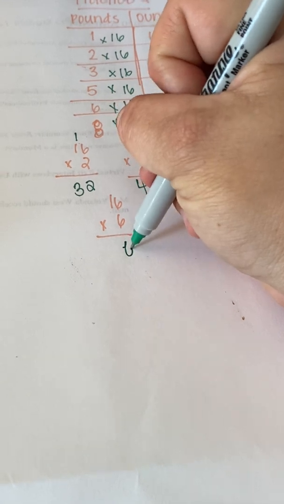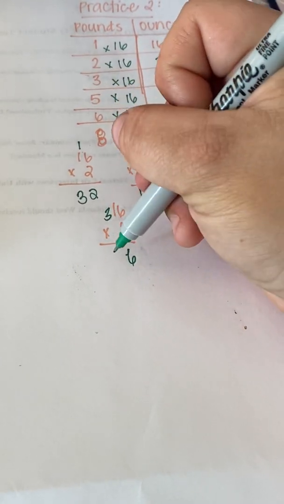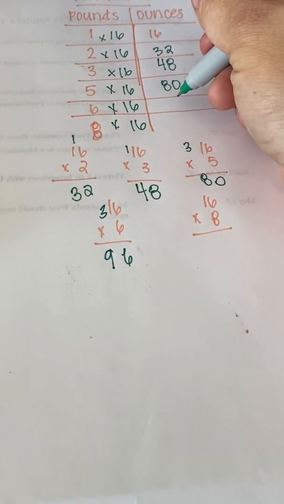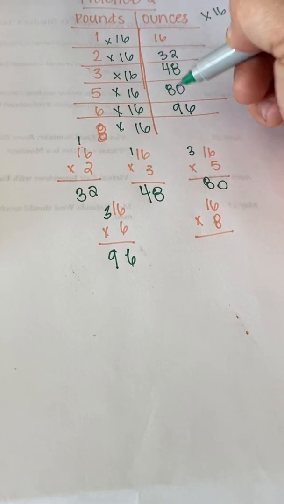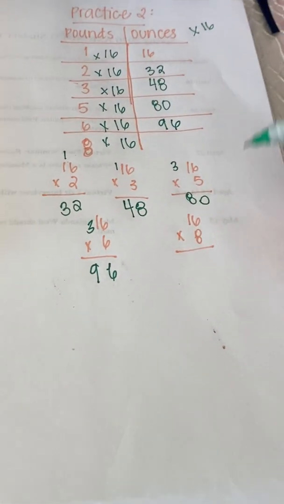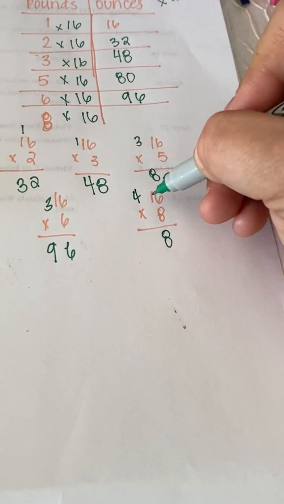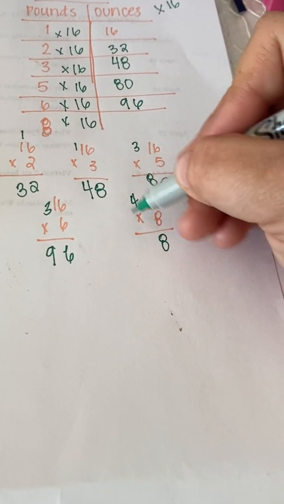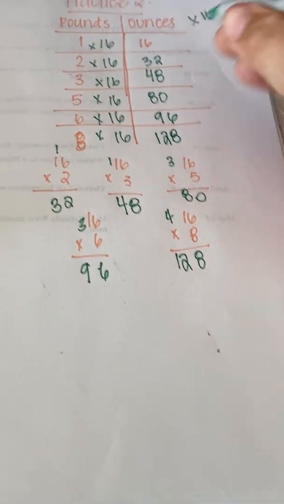16 times 6, that's 36. 6 times 1 is 6, plus 3 is 9. So 16 times 6 is 96. So 6 pounds equals 96 ounces. And then 16 times 8. 6 times 8 is 48. 8 times 1 is 8, plus 4 is 12, which is 128.